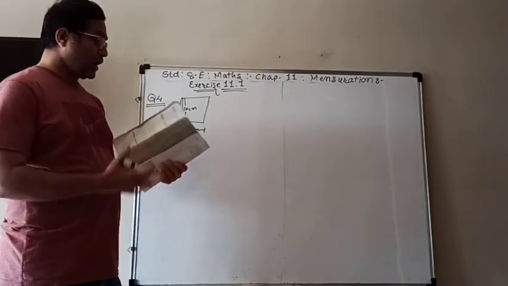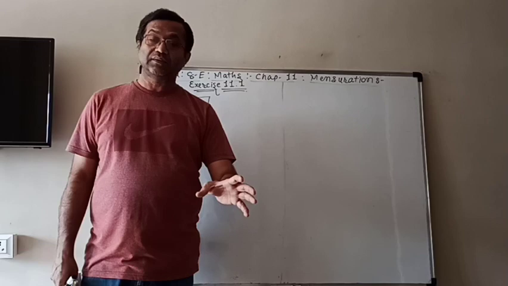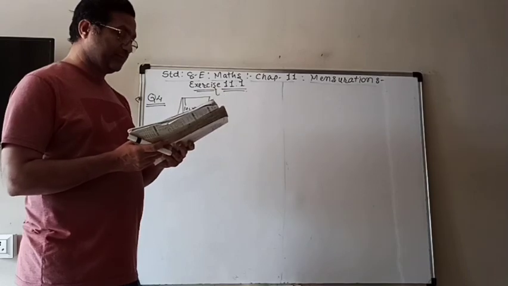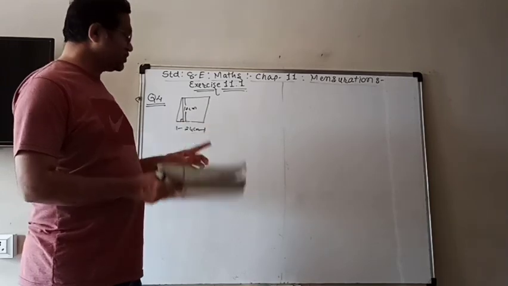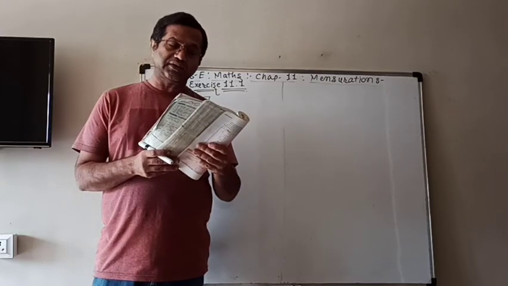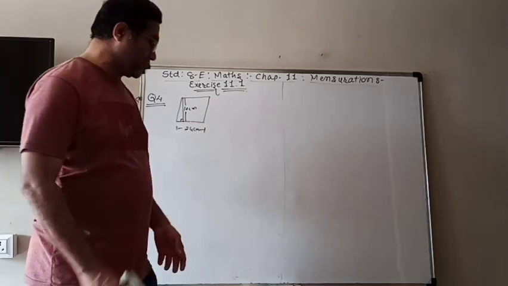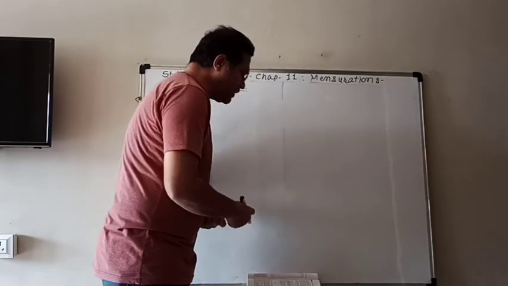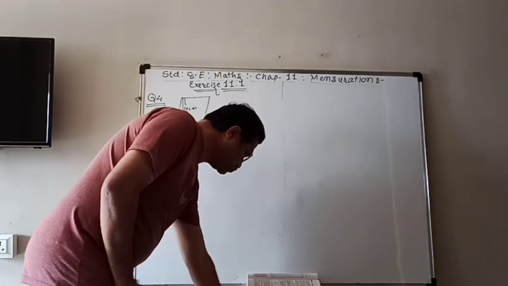Fourth question. A flooring tile has the shape of a parallelogram, means the tile that they want to fix on the floor is in the shape of a parallelogram, whose base is 24 centimeter and the corresponding height is 10 centimeter. How many such tiles are required to cover a floor of area 1080 meters square? So here we have to find the number of tiles required to cover the area of 1080 meters square.